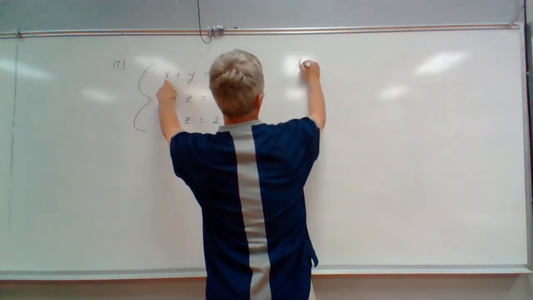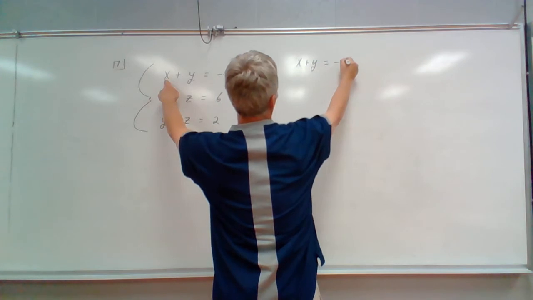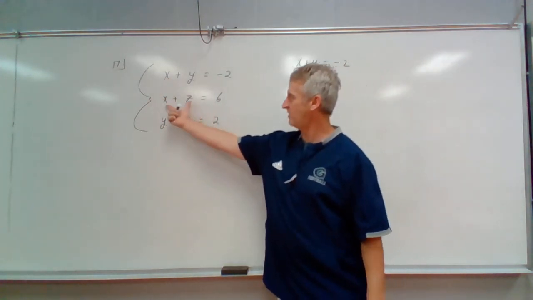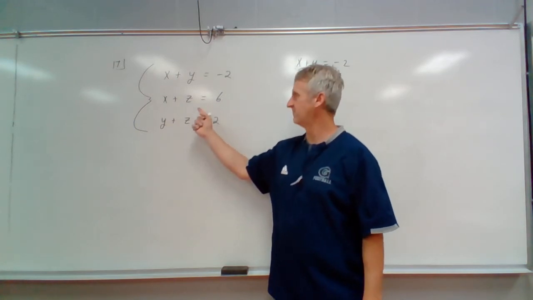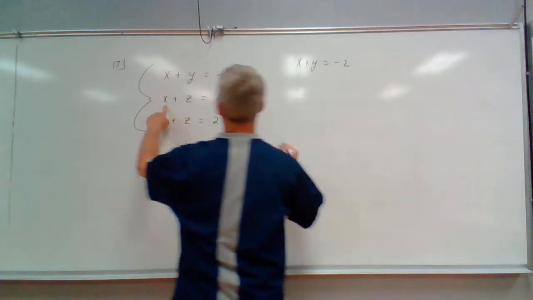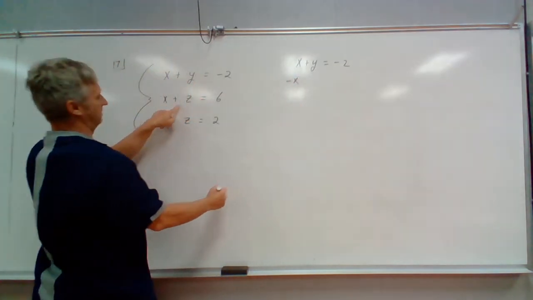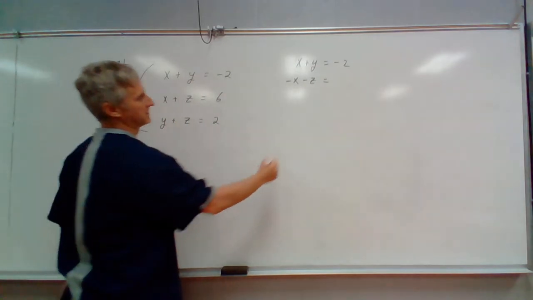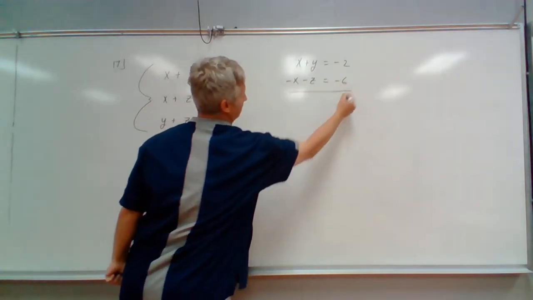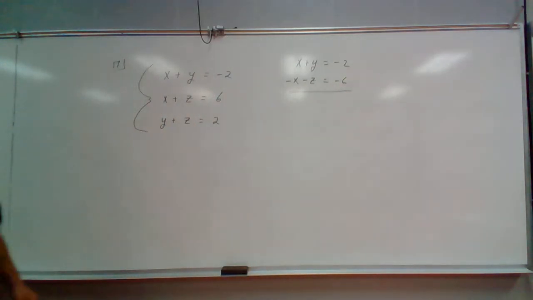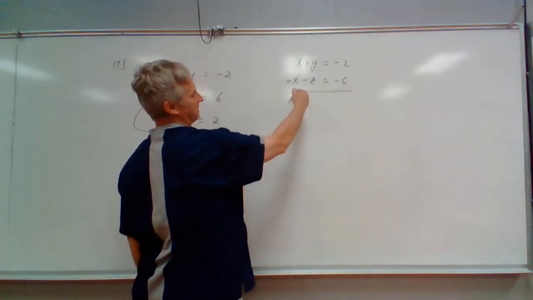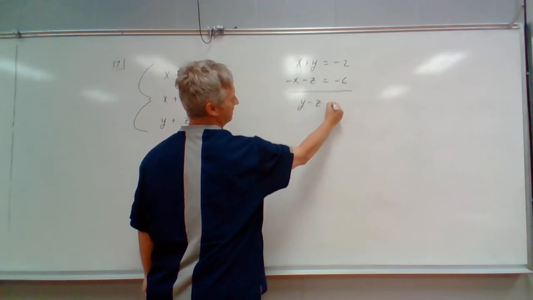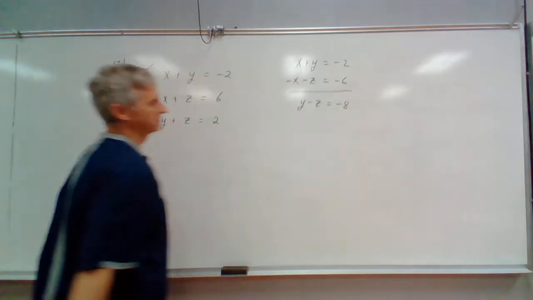So I'm going to come over here to x plus y equals -2. And if I want to eliminate the x, I need to multiply both sides of this second equation by -1. So if I do that, I'll have minus x minus z equals -6. And then I can add those together. So when I add those 2 equations, the x's cancel, just like I wanted. And I'll have y minus z equals -8.